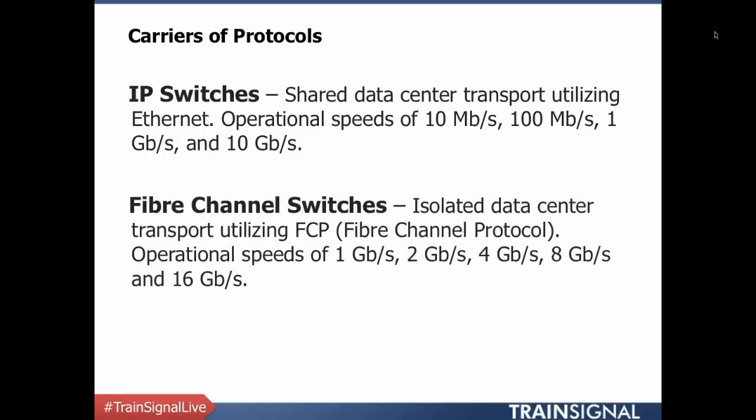Also, fiber channel switches. Now, I didn't talk about fiber channel over Ethernet. I didn't think it was warranted on this slide, as we're really looking at it from an IP perspective and a fiber channel switch perspective as it relates to storage. The fiber channel switches are isolated data center transports that utilize FCP. So instead of Ethernet, as with an IP switch, they're running the fiber channel protocol. The operational speeds of fiber channel are anywhere between 1 gigabit to 4, 8, and 16 gigabit, which is creeping its way into data centers. What I see on a day-to-day basis is primarily 8 gigabit right now, but over the next year or 2, we'll start to see 16 gigabit creep in as well.